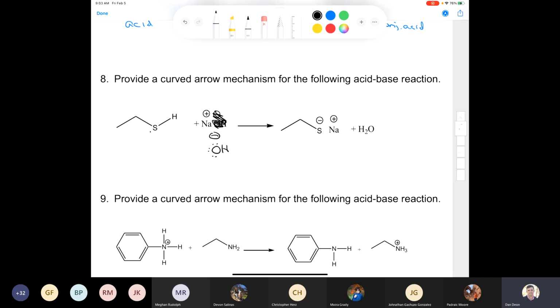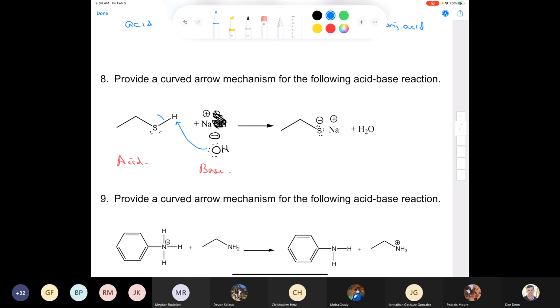Anyhow, let's put in the lone pairs that are missing. There's 2 on the sulfur here. There's 3 on the sulfur with the negative charge, and we get the water. Anyhow, you can see that the hydroxide is behaving as a base. The thiol is behaving as an acid. It's donating a proton. And so to draw our curved arrows, we're going to start on a pair of electrons from the base. It's going to attack the hydrogen. A base is a proton acceptor.